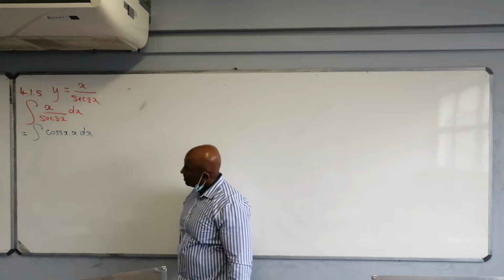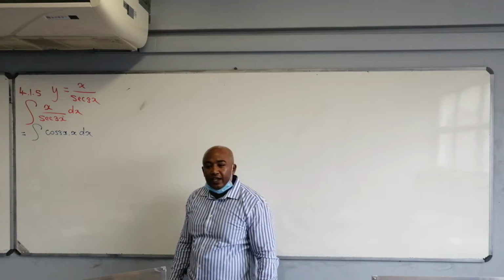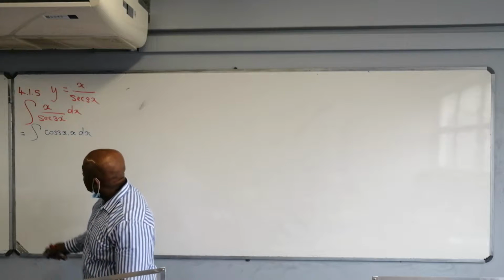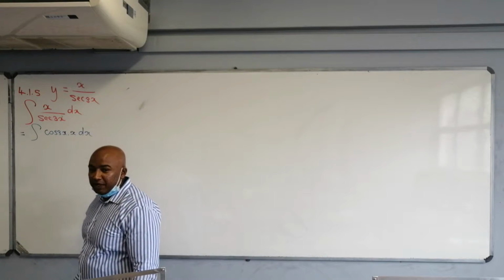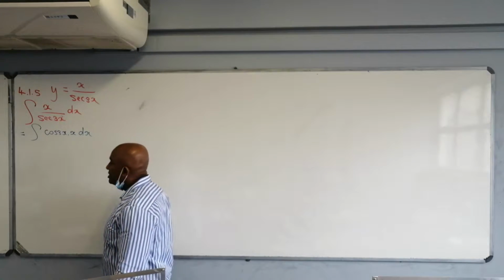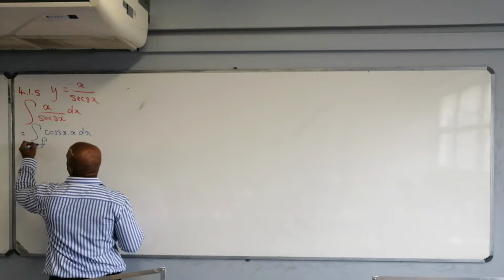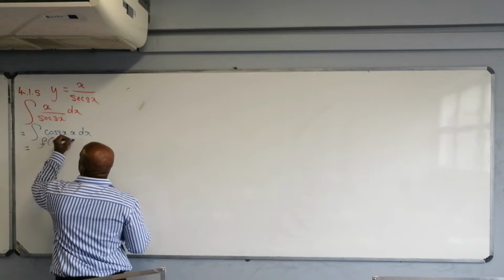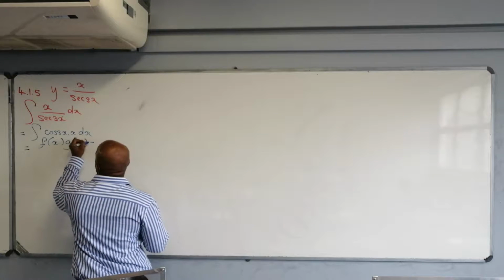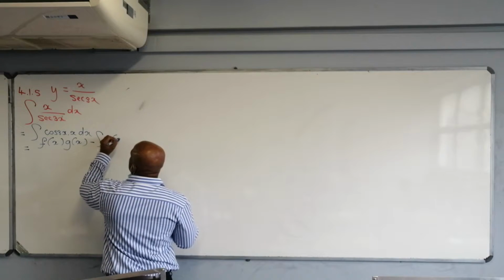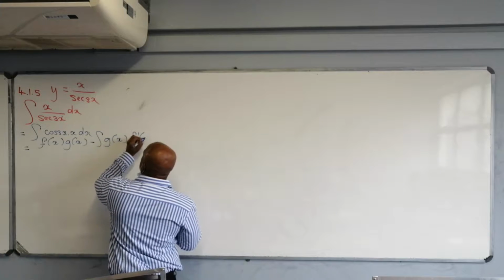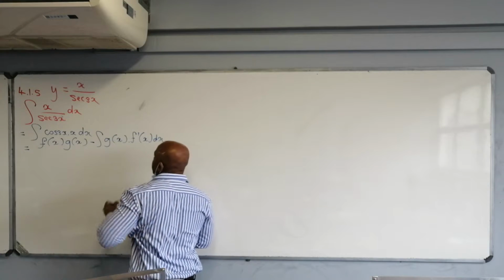Right, so here, clearly there is no exact derivative. So this is integration by parts. Okay, this is integration by parts. The formula is f of x, g of x minus the integral of g of x times f prime x dx.